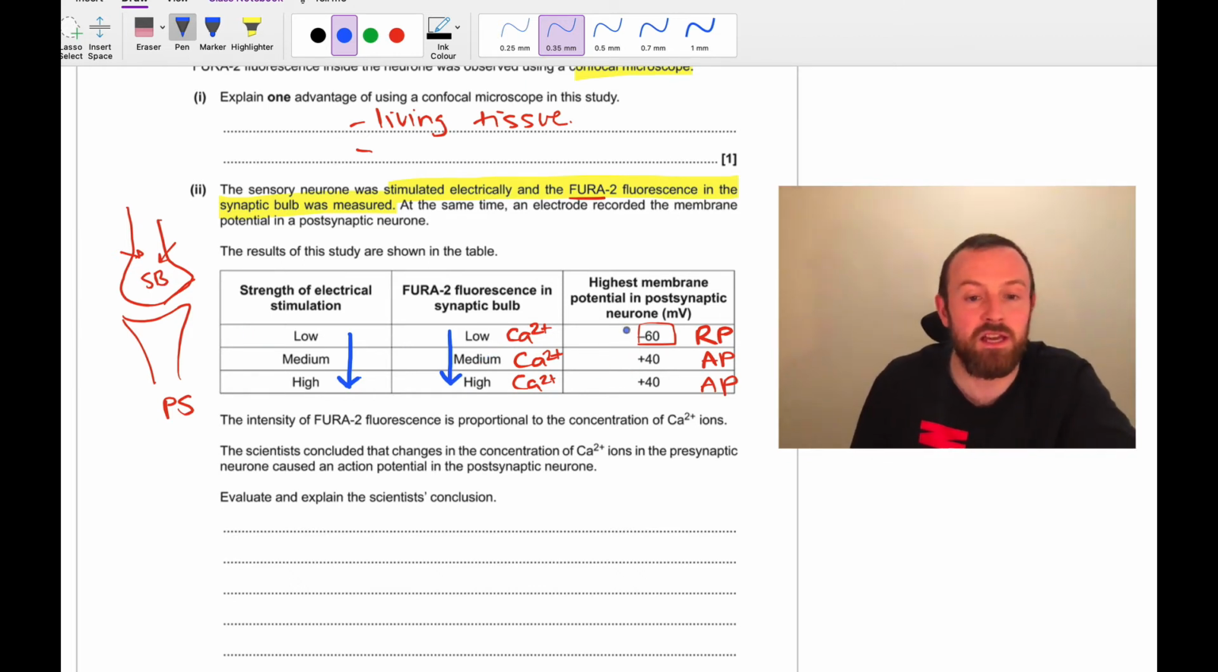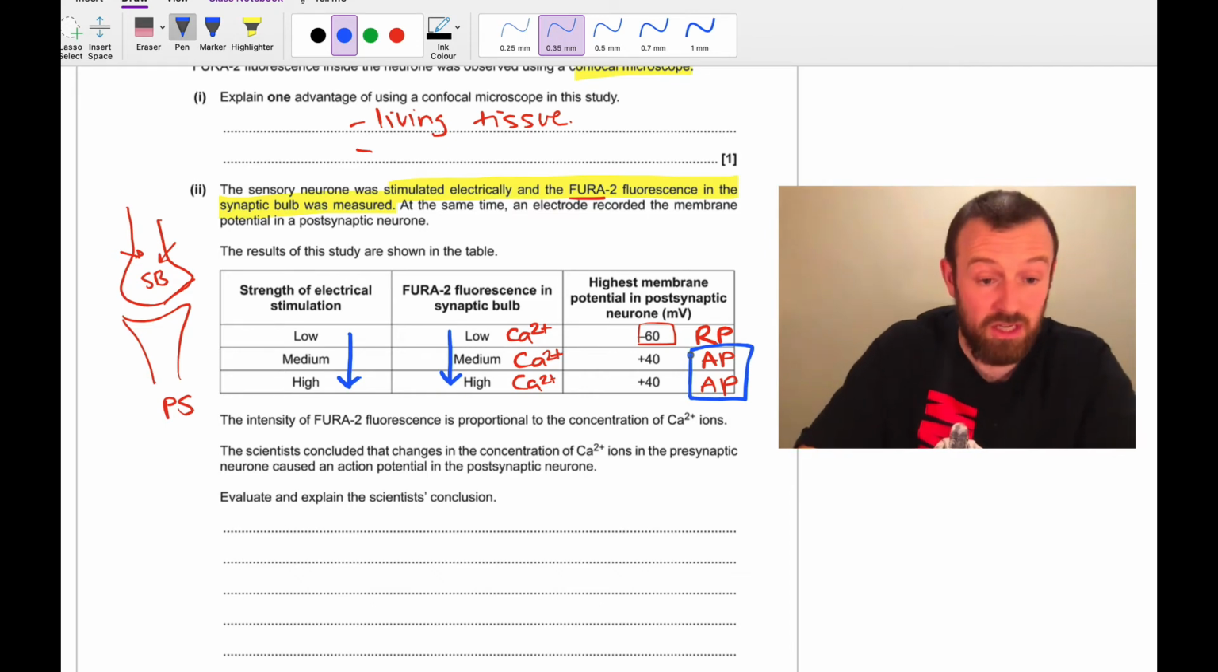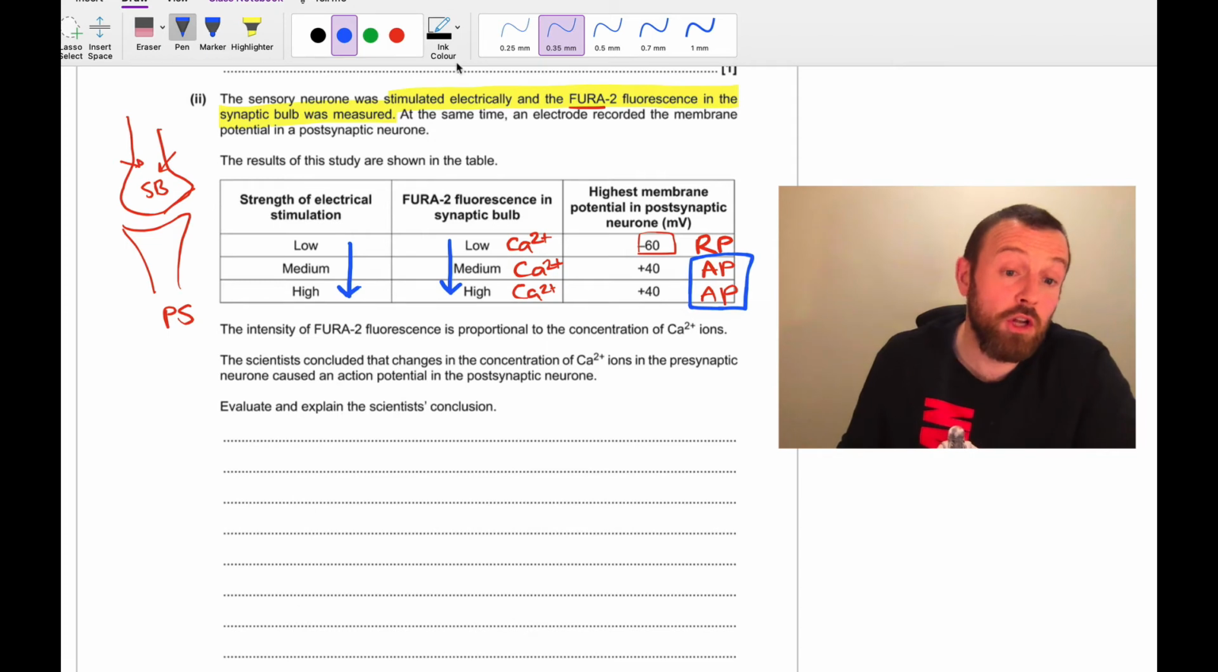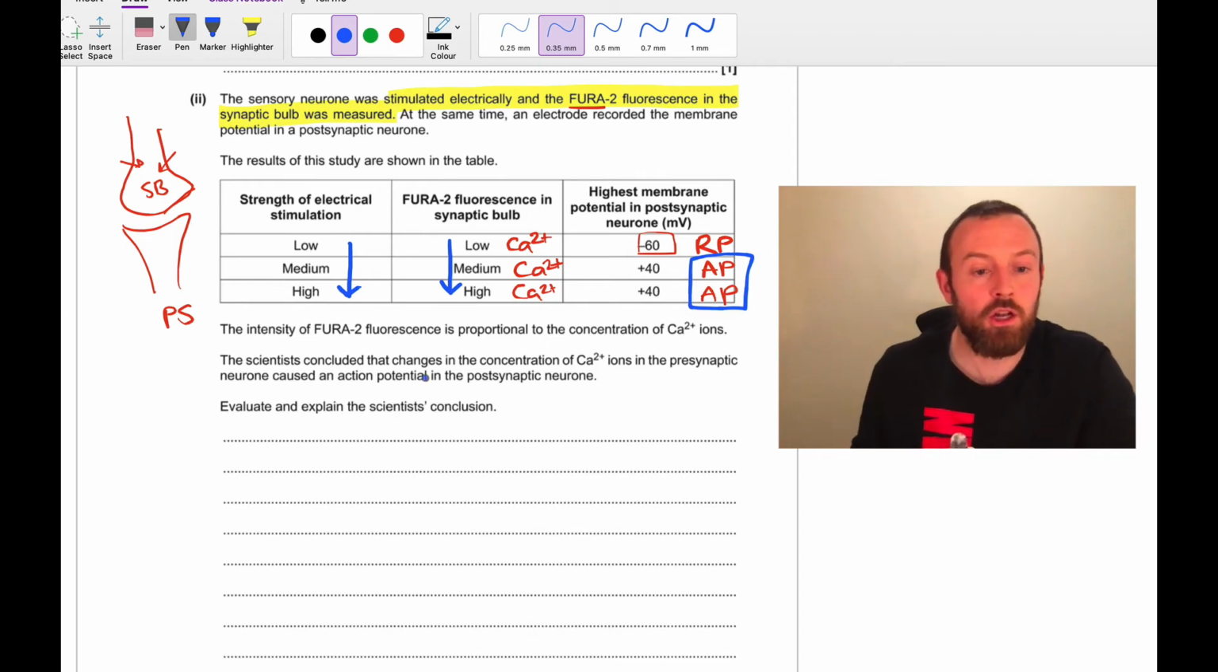And the second thing is that having low calcium is not sufficient to trigger an action potential in the postsynaptic neuron, but having medium or high calcium is sufficient to trigger an action potential in the postsynaptic neuron. So let's look at the conclusions. The scientists concluded that changes in the concentration of calcium ions in the presynaptic neuron caused an action potential in the postsynaptic neuron.